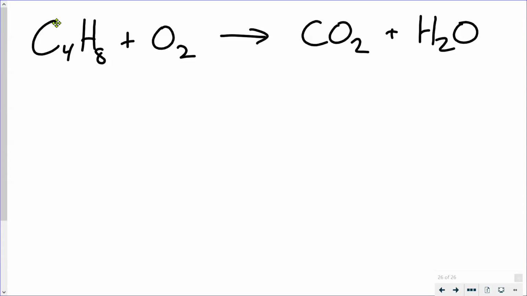Right, finished? Yeah. What's the coefficient for the first one? Uh, C4H8? It's just one. Right, so depending on the type of question, you may have to say it's one, not just leave it blank, so you have to be careful of that.